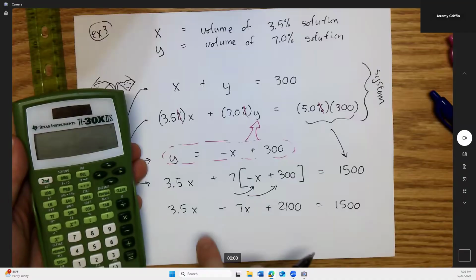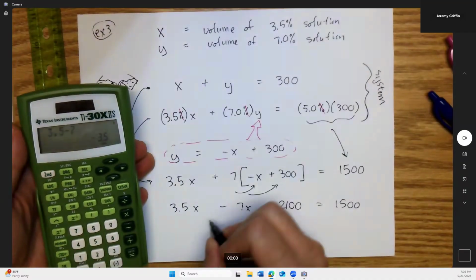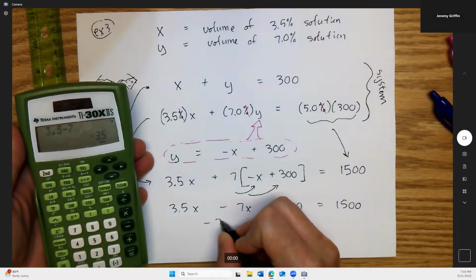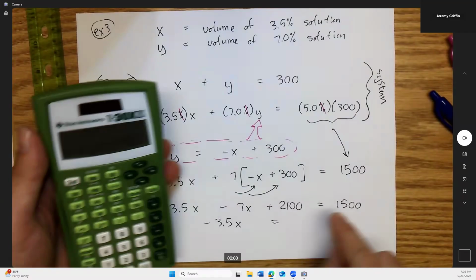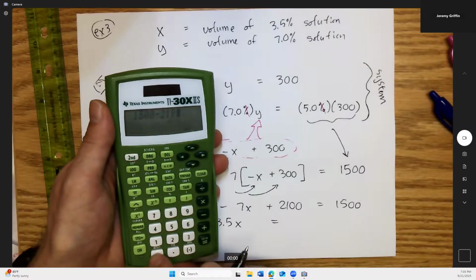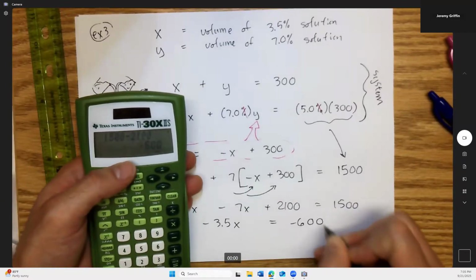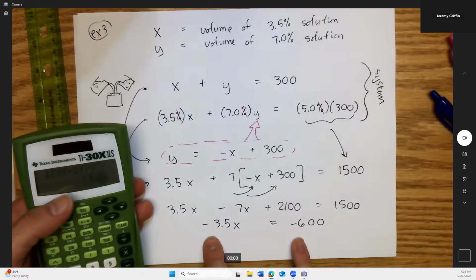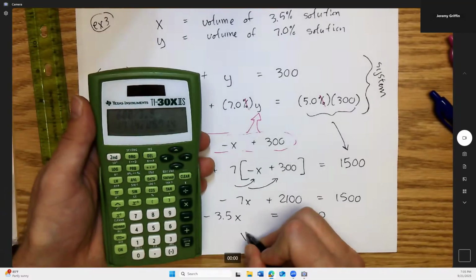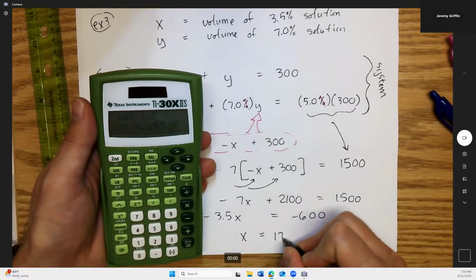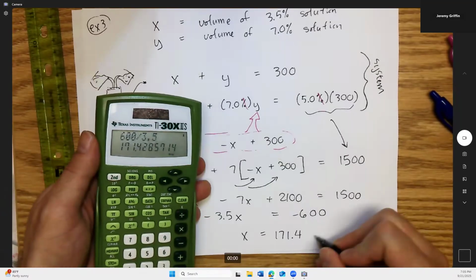All right, so this right here, 3.5 minus 7 is negative 3.5. So negative 3.5x equals, and then 1500 minus 2100 is negative 600. Right, so I got two negatives, so the negatives will cancel, but it's 600 divided by 3.5. I'm getting x equals 171.4. Okay, and then the decimal goes on. I'll just round right there.